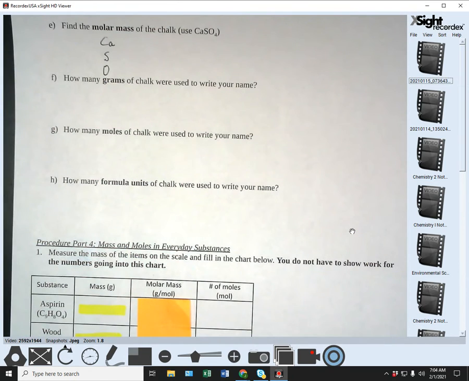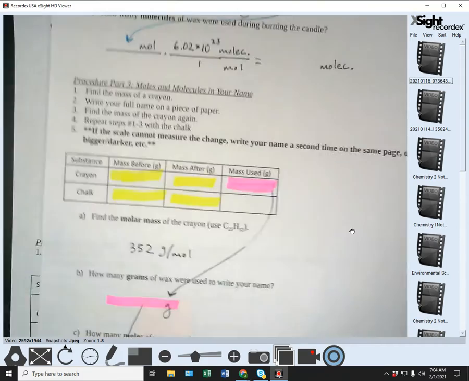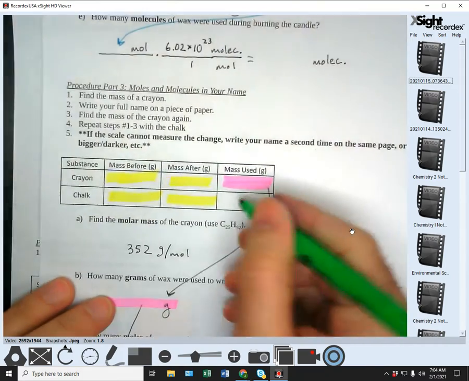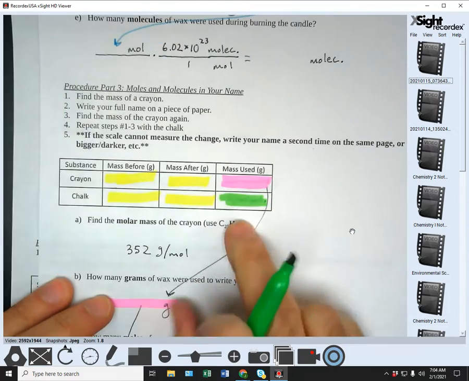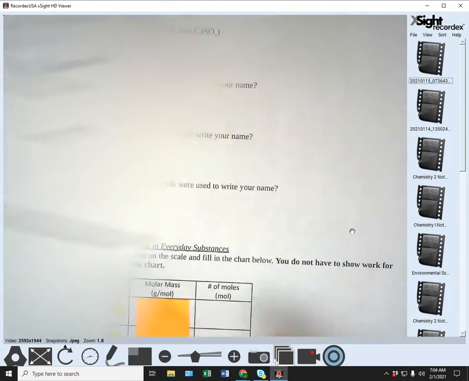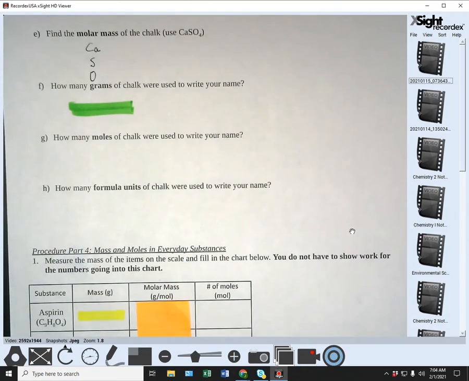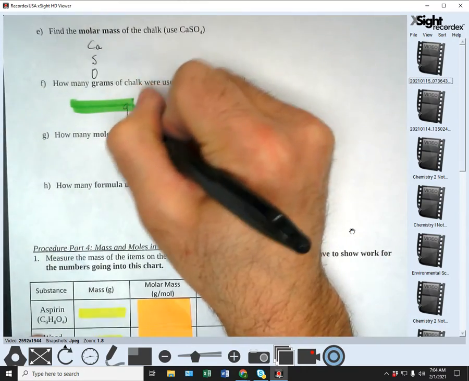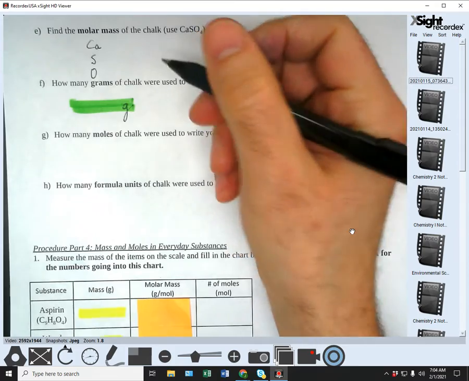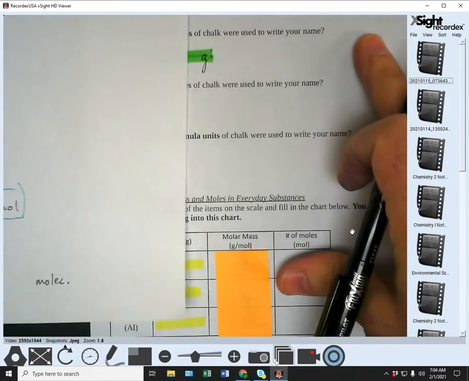Okay. Then you're going to take, for part F, how many grams of chalk. So you are going to take the grams of chalk from here, okay, from your table, and you're just going to write it directly here. No math. You just transfer it from this table.